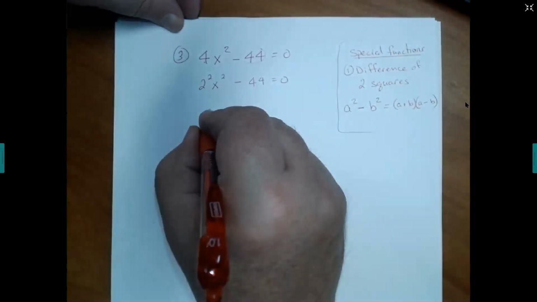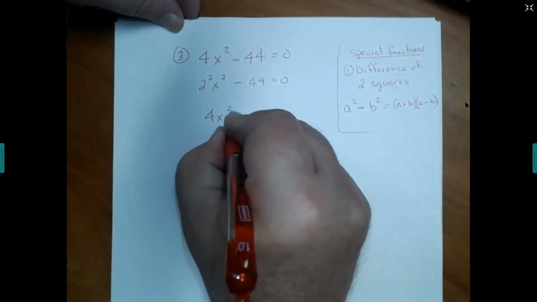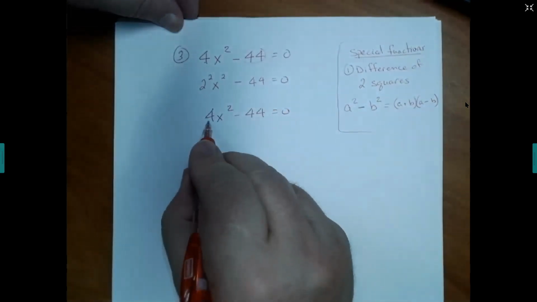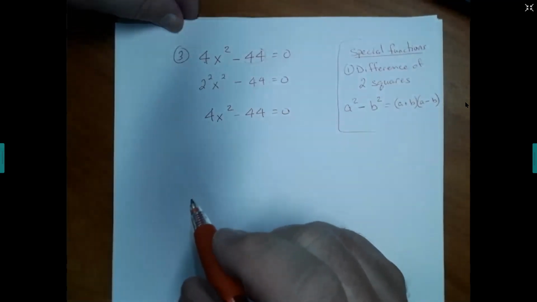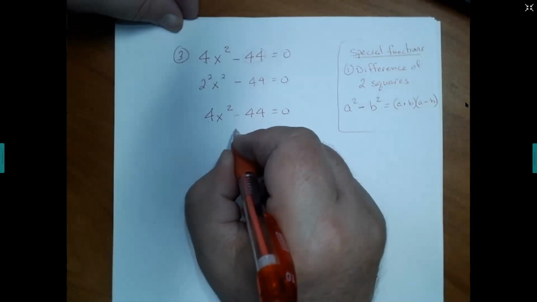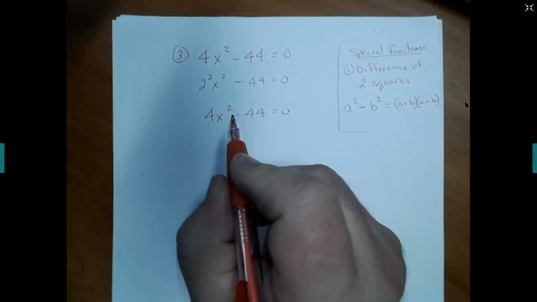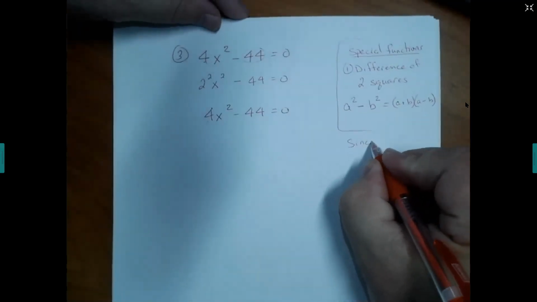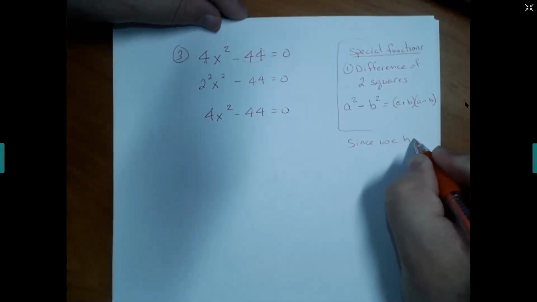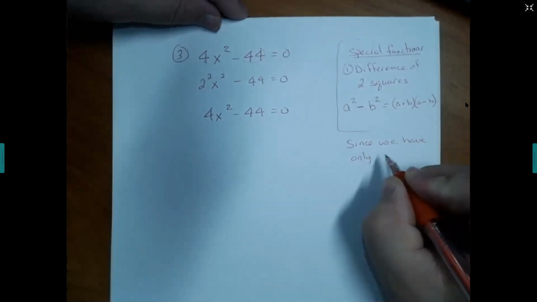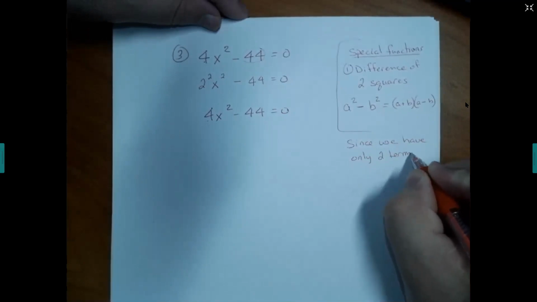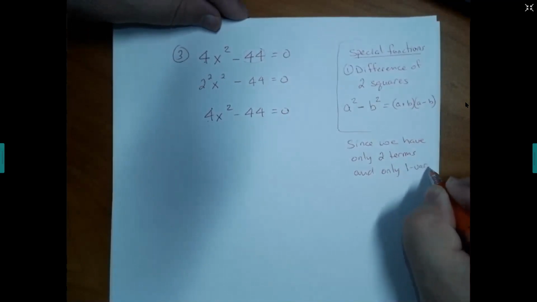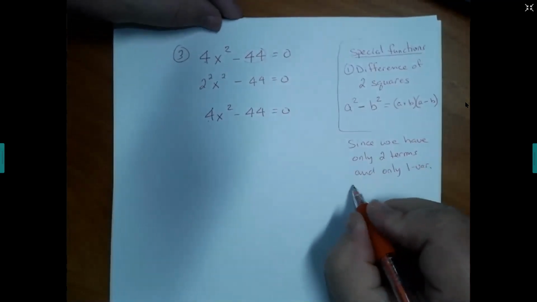So since we can't use the difference of two squares, the first thing you want to look at is, can you factor anything out? Since we only have two terms, and only one is a variable, we can split them up.